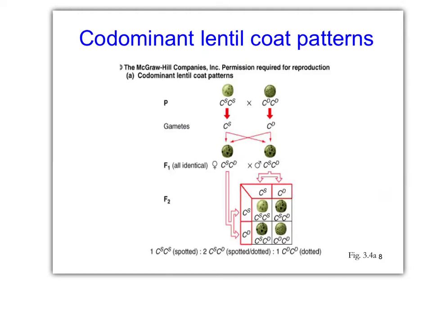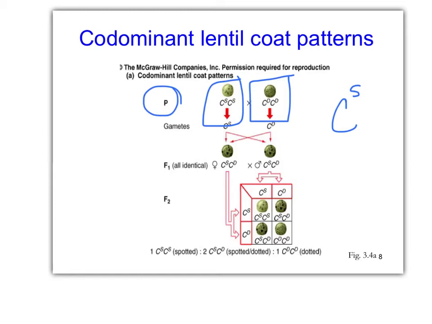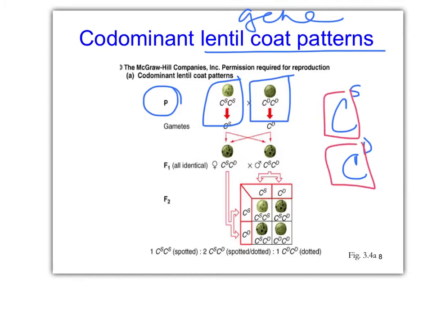Here's a little example of codominance. In this case, we're using a P generation, which is homozygous for spotted, homozygous for dotted. And we're using the C with a superscript S for spotted and C with a superscript D for dotted. Since we're talking about one gene, lentil coat pattern, and different alleles, we want to use the same letter for the main letter. The superscript can tell us the different alleles.